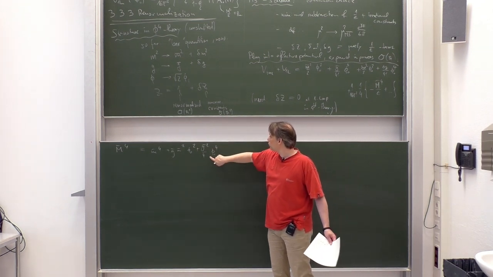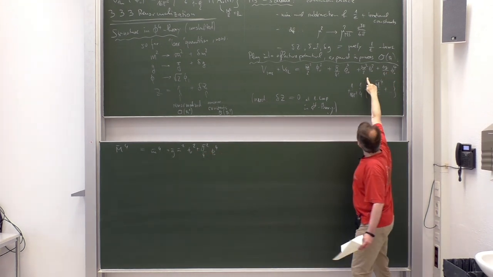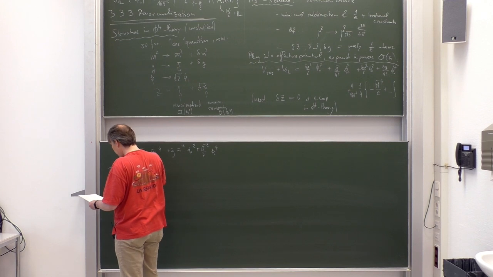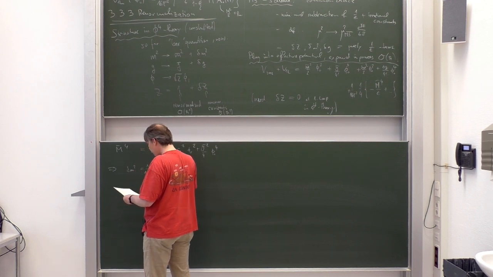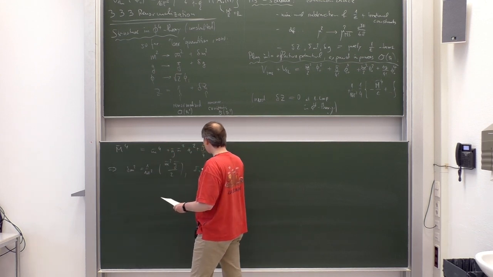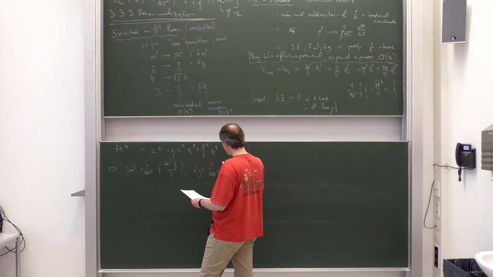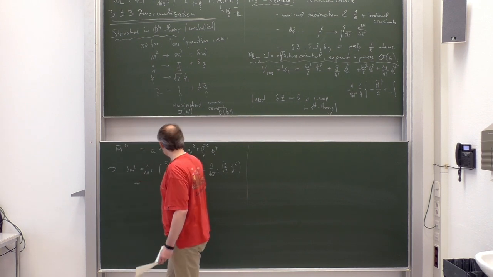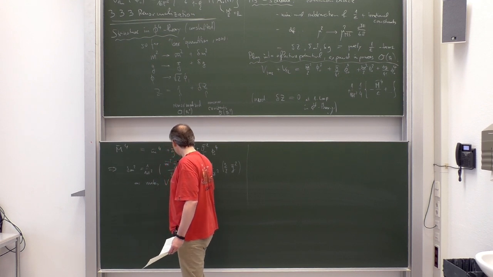Therefore, the phi to the 4 divergence must be cancelled by the delta g, and the phi square divergence must be cancelled by the delta m square. And so from this comparison, we can read off the values of the renormalization constants. And we get delta m square is equal to 1 over 16 pi square times m bar square times g bar divided by 2. And delta g is equal to 1 over 16 pi square times 3 over 2 times g bar square. And this makes the theory finite. First of all, the potential.